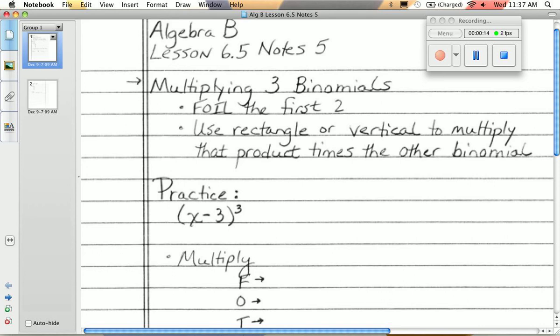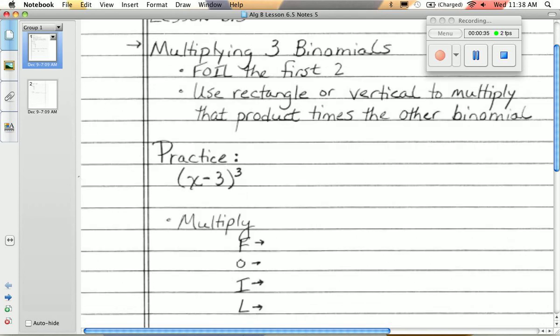So, multiplying three binomials. FOIL the first two, but then after you're done FOILing those first two, most likely you'll have a trinomial answer for that, and then you're going to have a trinomial times a binomial. So then FOIL is going to have to be set aside, and you're going to have to use either the rectangle or the vertical method, okay? So here's our first one.